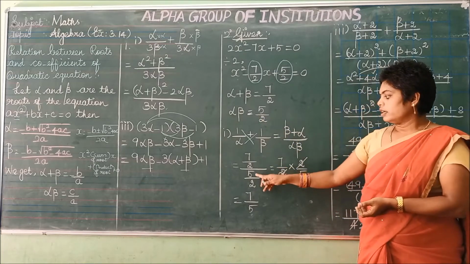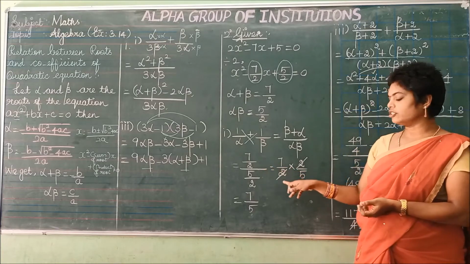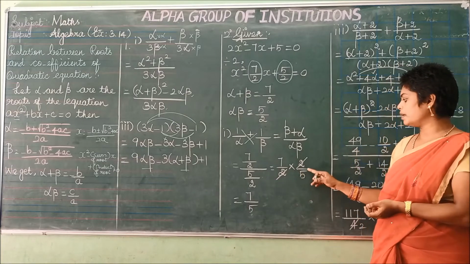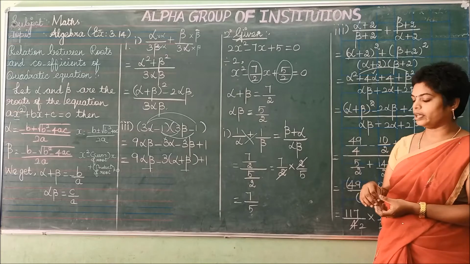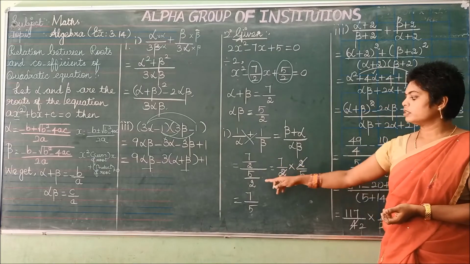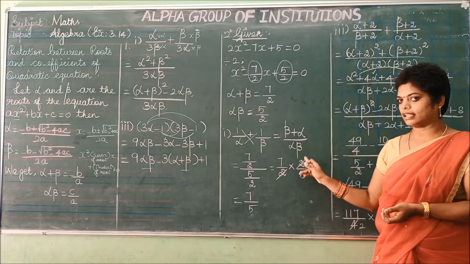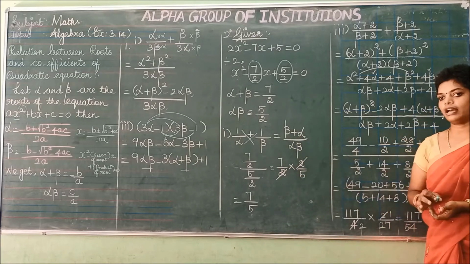Then it is in the form of division, so you can change the sign. Division becomes multiplication with the reciprocal. Reciprocal means the numerator comes as denominator and the denominator comes as numerator. So this term 7 by 2 into the reciprocal, 2 by 5. This 2 and 2 get cancelled. What is the remaining term? 7 by 5. So the first subdivision you have found out.